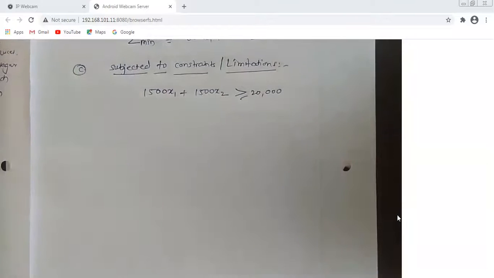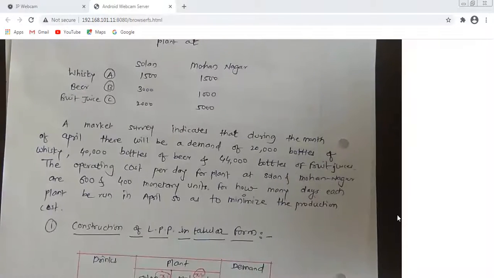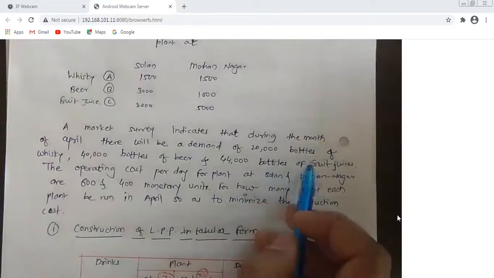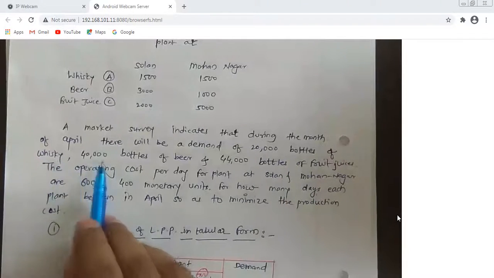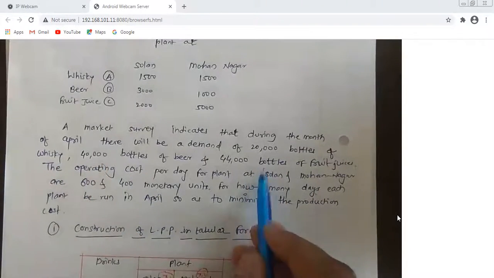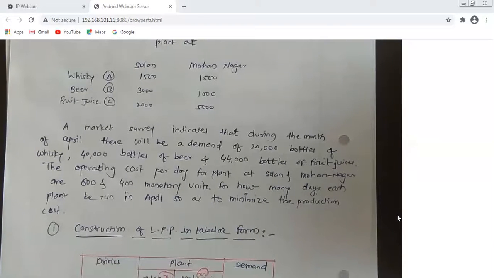Greater than or equal to 20,000. Now the question is, why have we taken greater than or equal to? Why don't we take equal to, or why are we not taking less than or equal to? That is the question I will answer. See what they have given. There will be a demand of 20,000 bottles of drink A, 40,000 bottles of drink B, and 44,000 bottles of drink C. They have not given any limitation that the demand will be a maximum of 20,000, or a maximum of 40,000, or a maximum of 44,000. They have not used the word maximum.